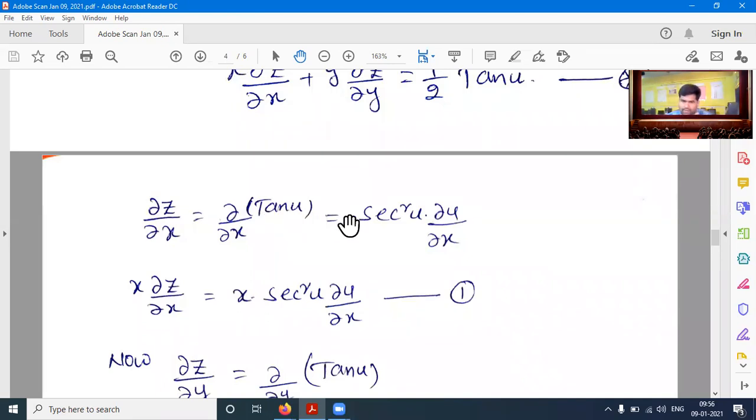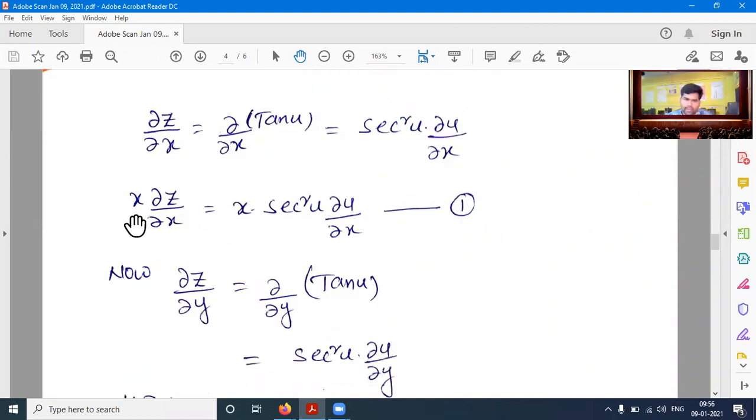We already completed the previous problem. This is sec²u into ∂u/∂x. So x·∂z/∂x is equal to x·sec²u·∂u/∂x. So this is equation number 1.